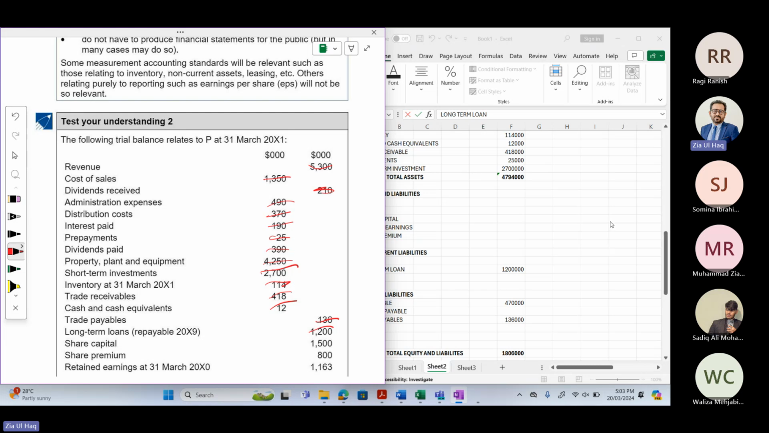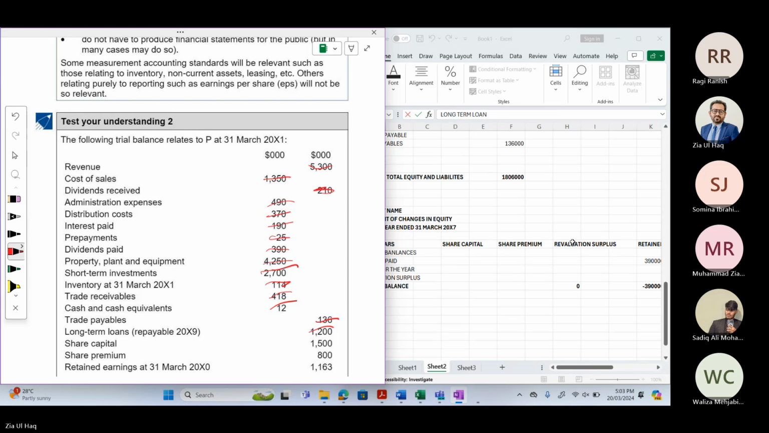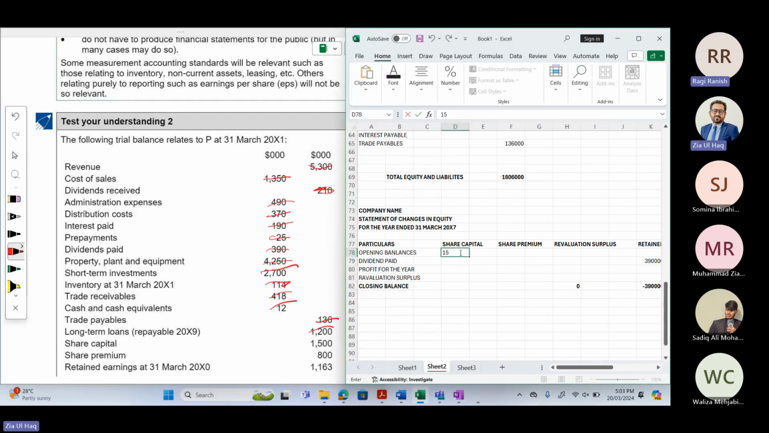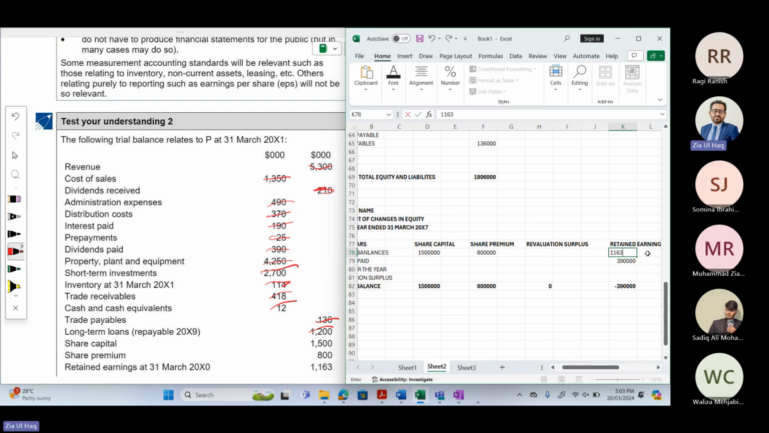Share capital opening balance 1,500,000. And the closing figure will be the same because there is no issue of shares. Share premium 800,000, and this will remain the same because there is no issue of shares. And then the retained earnings opening balance is what? And there is no revaluation surplus.